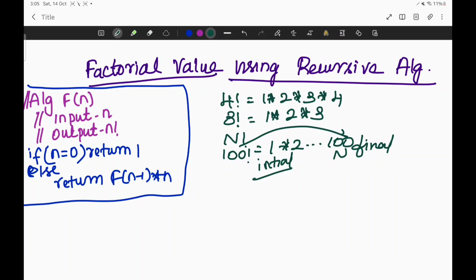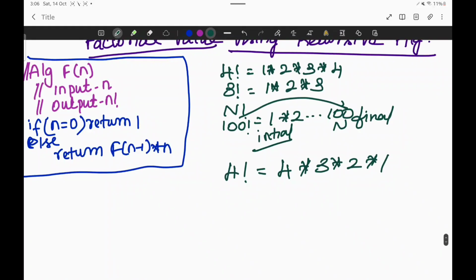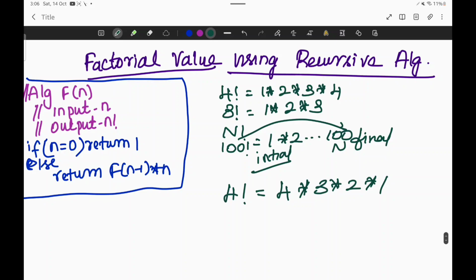So this is the initial value and final value. Definitely we need to do a basic operation of multiplication for n times. What is the basic operation? Multiplication is the basic operation involved in the factorial value, and that should be done n times. So 4 factorial is equal to 4 into 3 into 2 into 1. Either it can also be done this way. In the algorithm we have followed this pattern. Why? Because we need to stop at one situation.